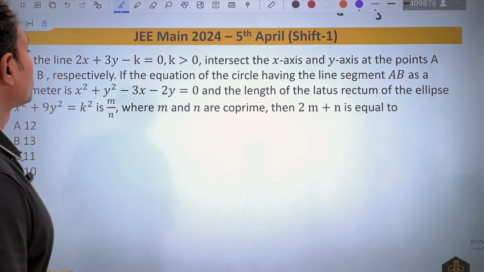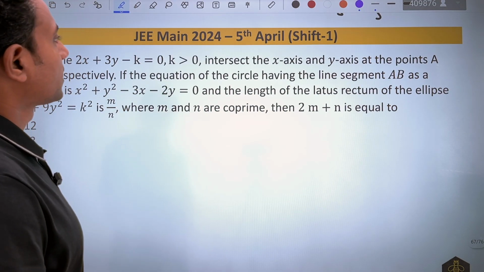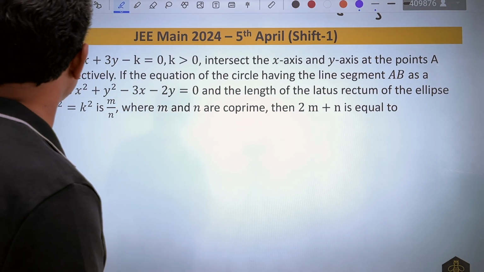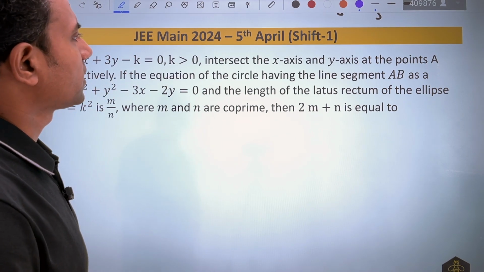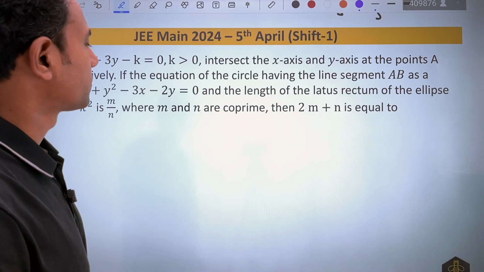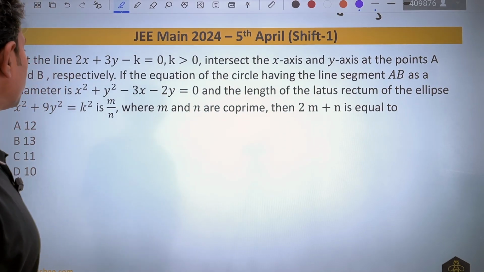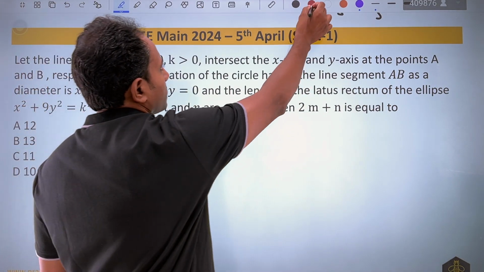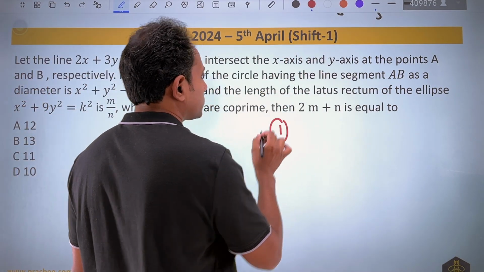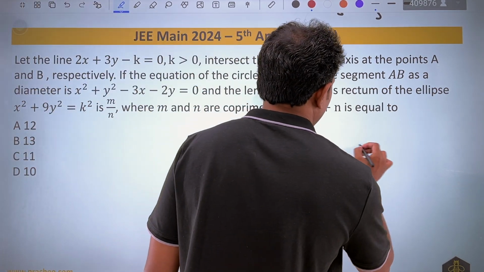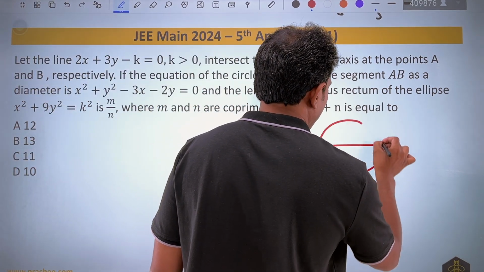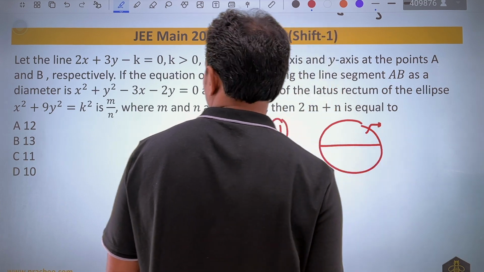If I look into this 2024 question, it says that this line intersects the x and y axis at points A and B respectively. The equation of the circle having the line segment AB as diameter is given, and we need the length of the latus rectum of the ellipse. So you can see that again there are two parts to the question. One talks about a circle, another talks about an ellipse. So they have given AB as diameter of a circle whose equation is already given to us.